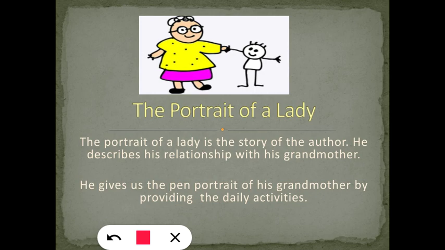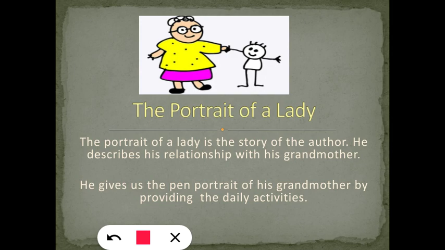And today we'll be discussing one of the very important chapters. In fact, one of the first chapters that we have in the book, right? Hornbill. And the name of the chapter is The Portrait of a Lady. And it is written by Khuswant Singh. Now, who was Khuswant Singh?